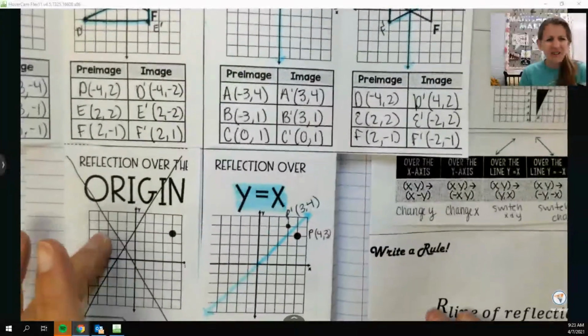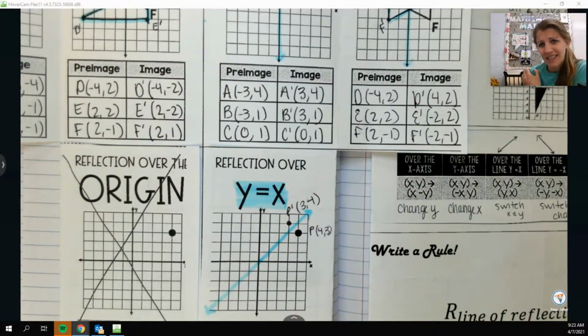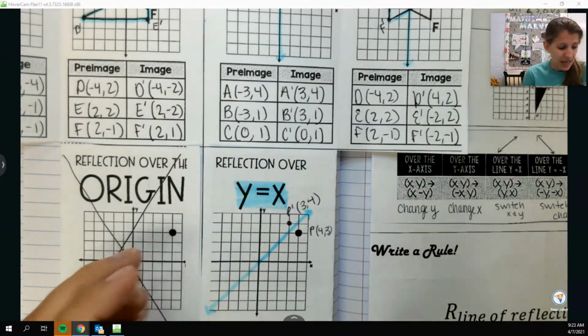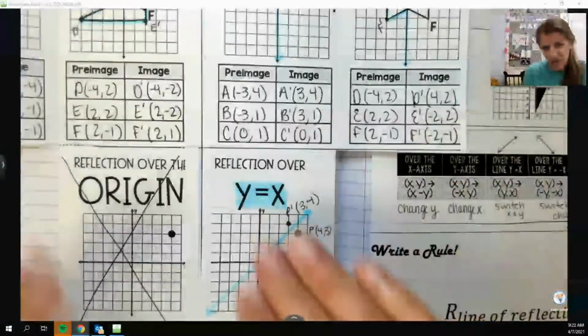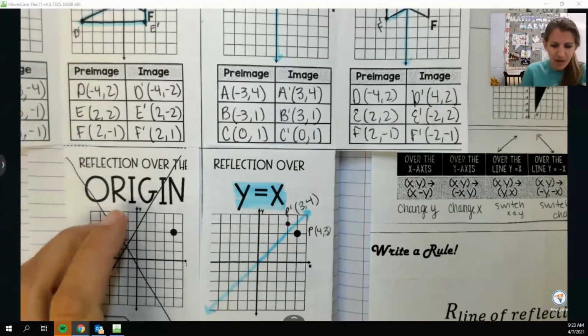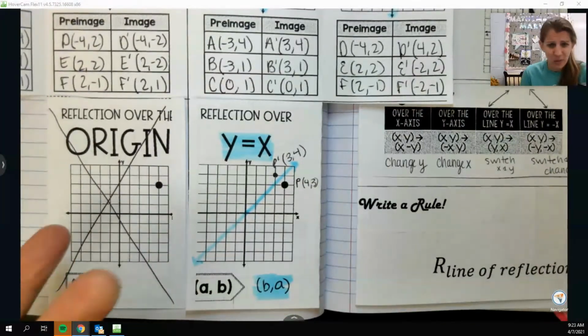Alrighty, skipping that origin one because I don't like to reflect over a point. I think it's kind of dumb, not going to lie. I didn't make this little practice sheet right here. I just like to reflect over lines because that makes more sense to me.